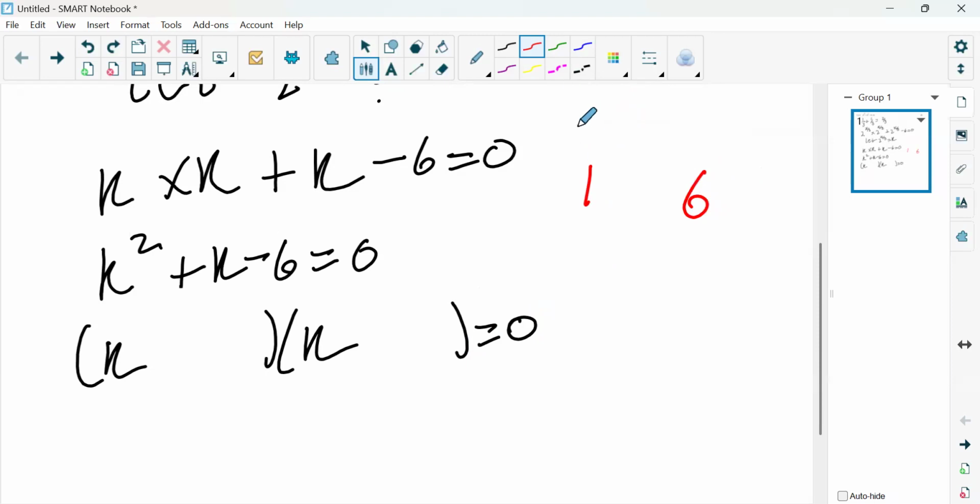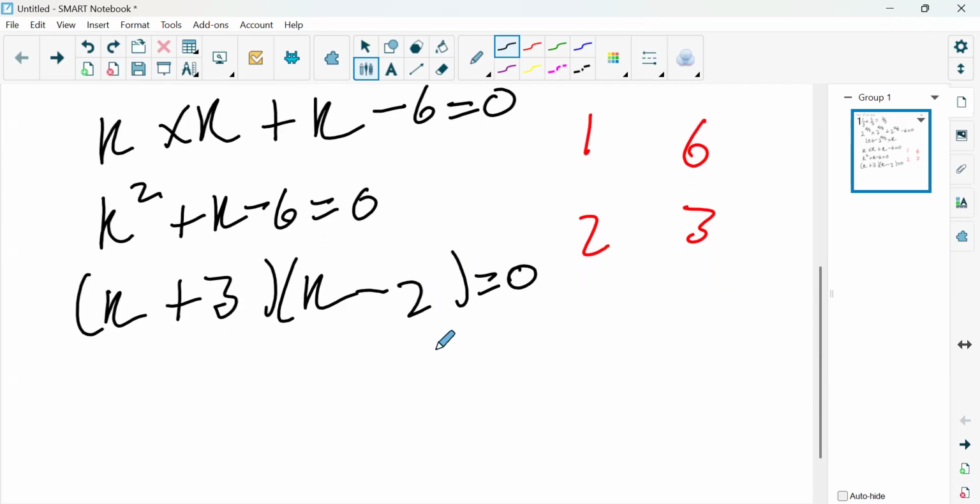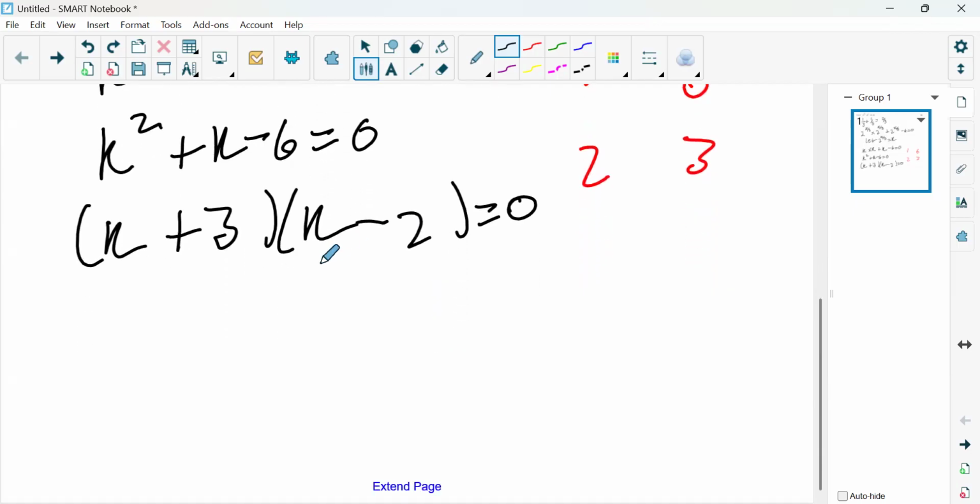What else? We have 2 and 3. Let's check. 2 multiplied by 3 is 6. Then 2 minus 3 is negative 1, but 3 minus 2 is positive 1. Now we check the middle term. Is it positive or negative? Positive. So 3 is going to take the positive sign. So we're going to have k plus 3 and k minus 2.